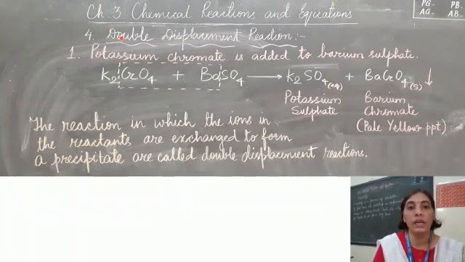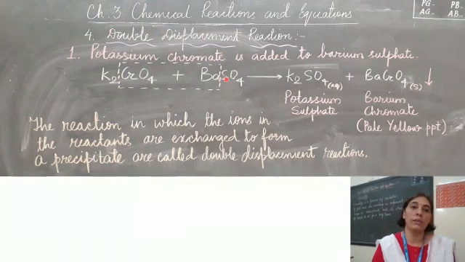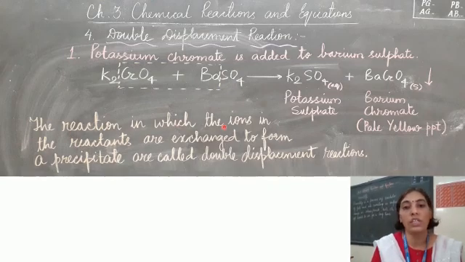So here you can see that there is double displacement. Ions are getting displaced two times, or rearrangement of ions is taking place. So that is what a double displacement reaction is. Let us see the definition. The reaction in which the ions in the reactants are exchanged to form a precipitate is called a double displacement reaction. So here we can find that the ions are getting exchanged, and it is resulting in the formation of a precipitate. So mostly double displacement reactions are associated with the formation of precipitates.